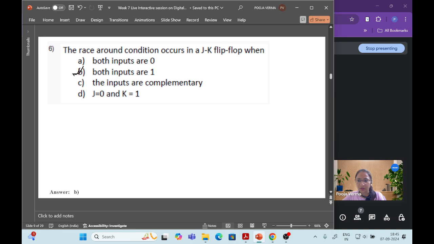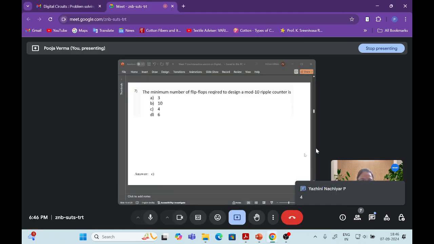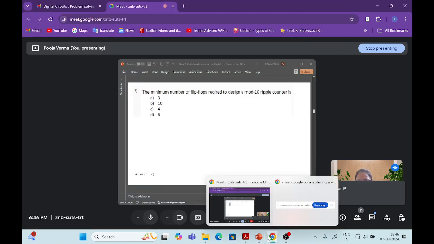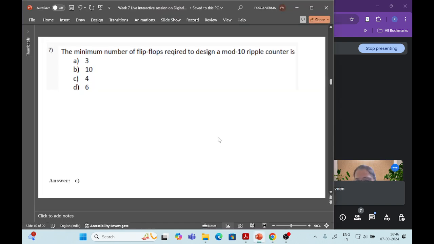Okay. So moving to the next question. The minimum number of flip-flops required to design a mod 10 ripple counter. So how many flip-flops are required to design a mod 10 ripple counter? Yeah, 4. It is 4 flip-flops that are required to design a mod 10 counter.